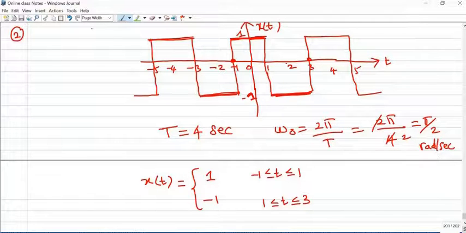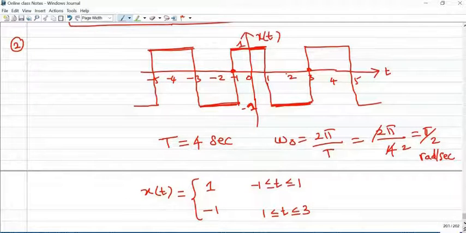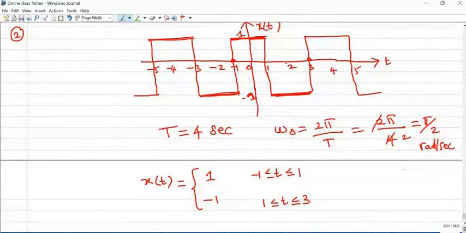Find the trigonometric Fourier series representation of a given continuous time periodic signal. From this signal, we identify the time period equal to 4 seconds. So I consider one on time and one off time, from this particular point to this particular point. The angular frequency omega naught is 2 pi by T, so 2 pi by 4 gives pi by 2 radian per second.